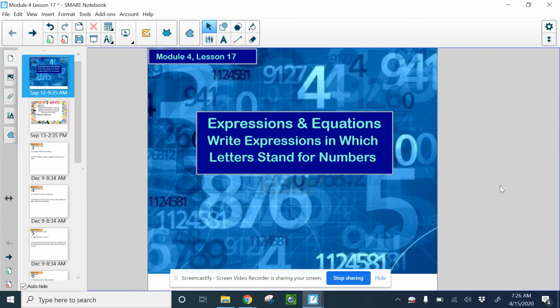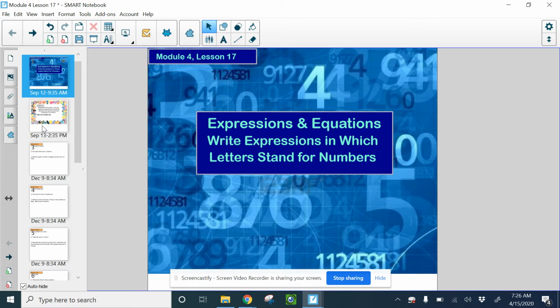Okay, so today we are going to practice more about writing expressions in which letters stand for numbers. I think overall you guys are doing a really great job with that, but the book just has a couple lessons on this just because they really want to make sure you guys are having good understanding of how to do this. So we're going to be continuing on with lesson 17.